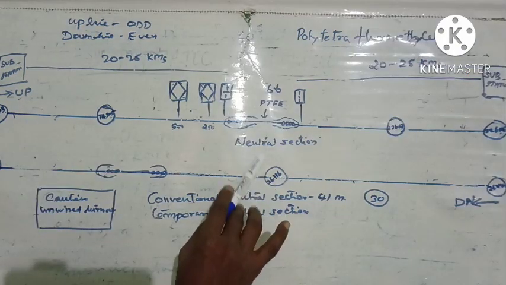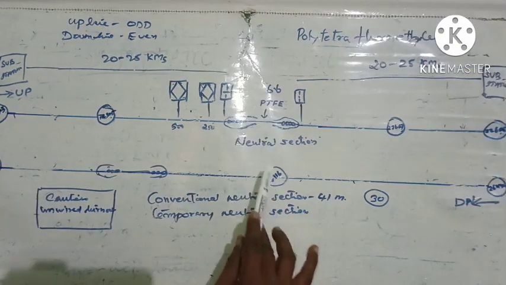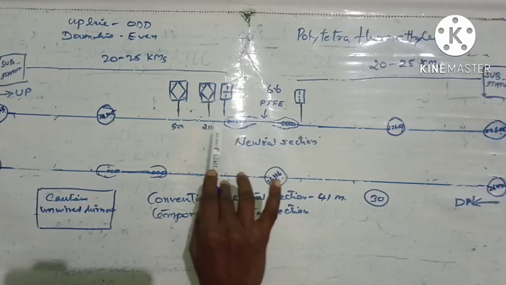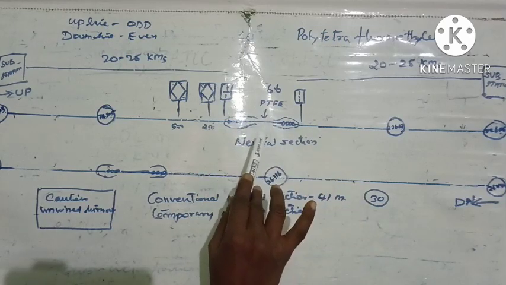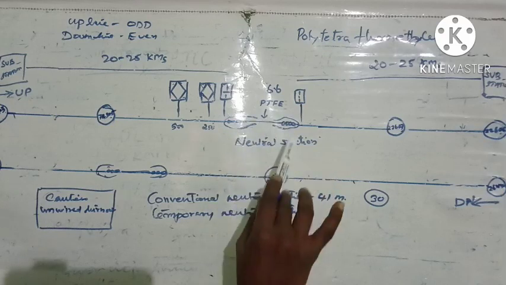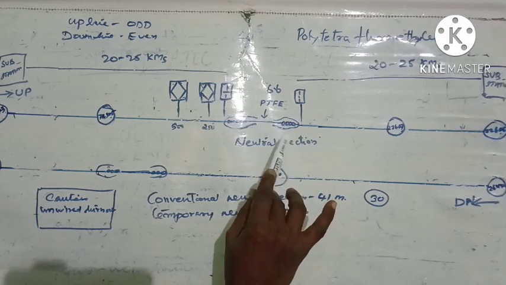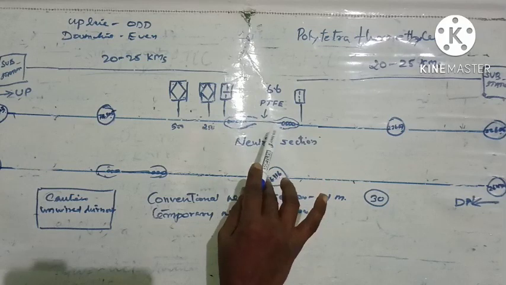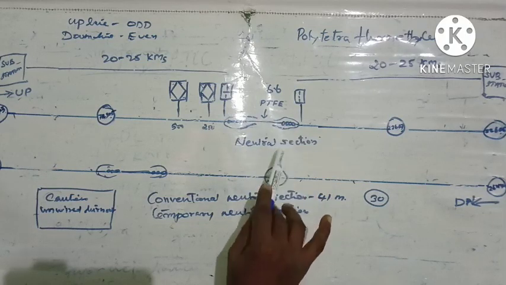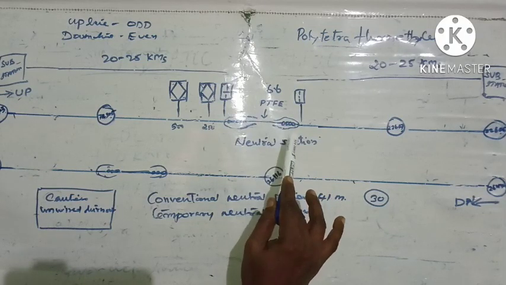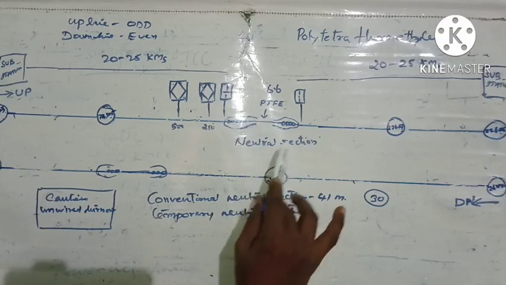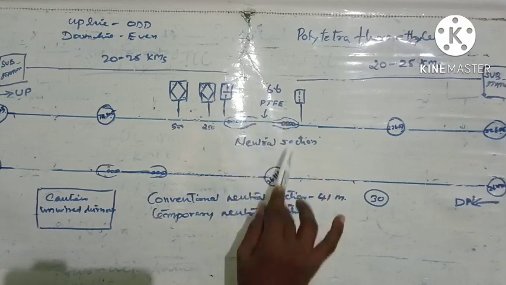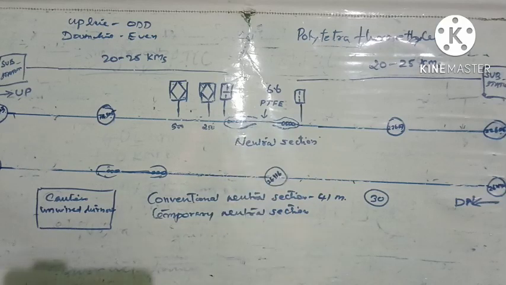The location for creating a neutral section is selected in such a way that the area is plain and there is no gradient at this area. Also, there should not be any LC gate. Further, there should not be any stop signal, that is, the location should not be near the home signal of the station. So all these points are taken into consideration while creating a neutral section.